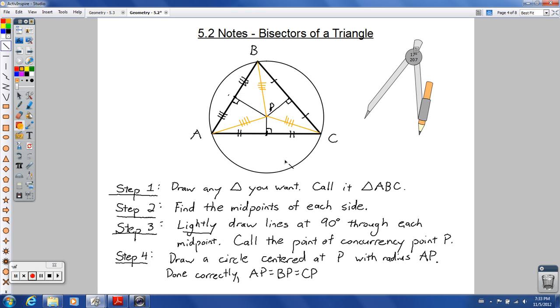This is a special type of circle. This is called a circumscribed circle. So if you think of circumnavigating the globe, you're going around the globe. There's other words that start with that prefix, circum, that you can think of going around something.